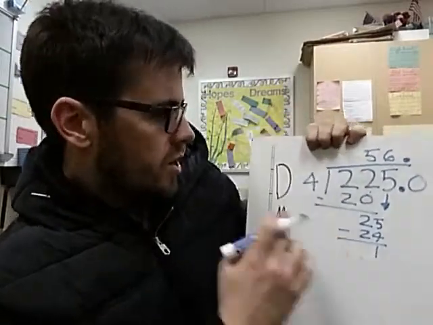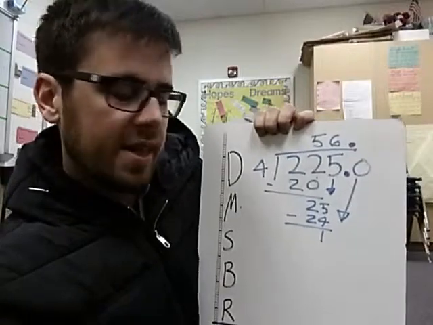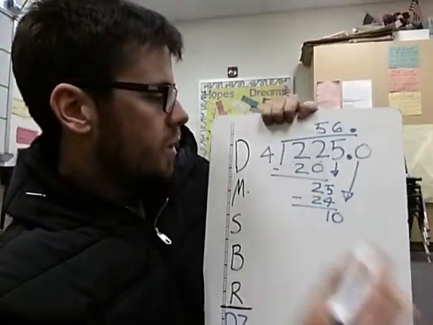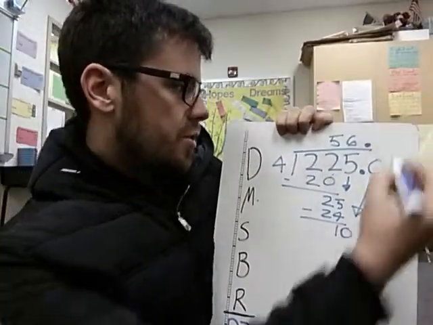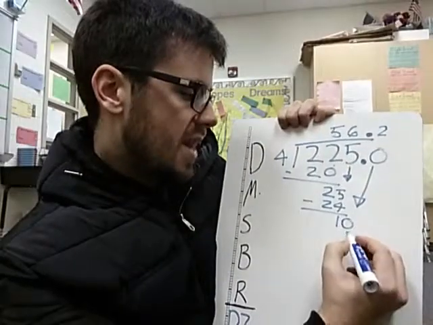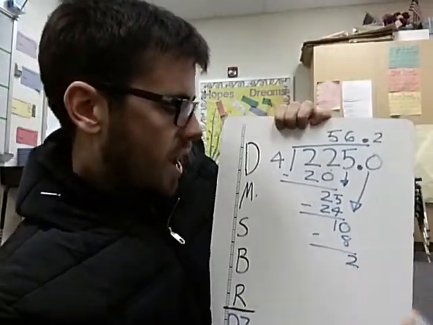Okay, so now we just repeat our steps. We're going to bring that down because now we have something to bring down. Add it to our space here. We have a 10 to work with. 4 goes into 10 about 2 times. We're going to get 4 times 2 is 8. We subtract to find our remainder. We have a 2 here.